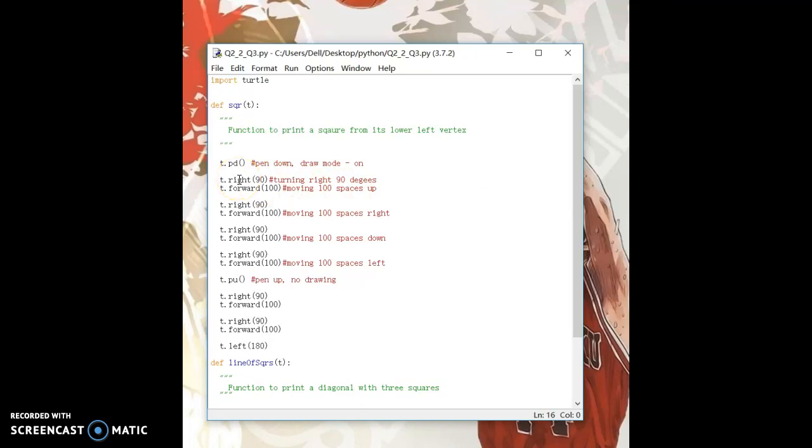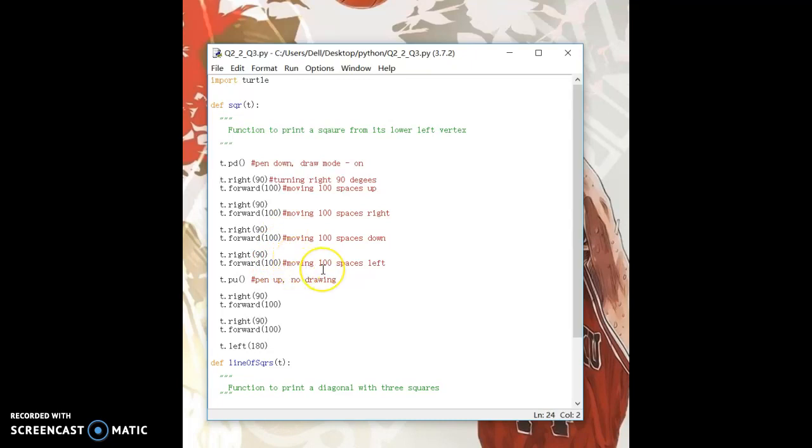And we need to put the pen down for turtle t. So t.pd means pen down. And we need to move the pen. So t.right 90 degrees means turning right 90 degrees, and t.forward 100 means moving 100 spaces up. So again, turning right 90 degrees and moving 100 spaces right, and moving 100 spaces down, and moving 100 spaces left, and then turning right 90 degrees.